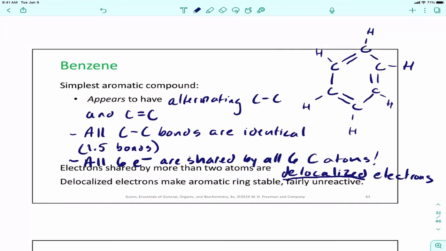Now, these delocalized electrons, having the bonds be 1.5 bonds, having all carbon-carbon bonds be identical, and also having the delocalized electrons going all over the ring, this makes the aromatic ring very stable and fairly unreactive. It turns out that under normal circumstances, benzene will not react like a normal alkene or an alkyne would. That's one of the cool but also frustrating parts of an aromatic compound. It will not react like a normal alkene would.